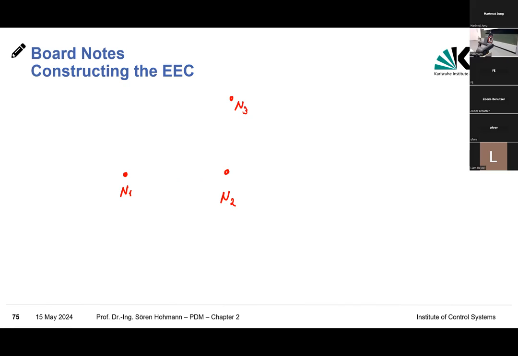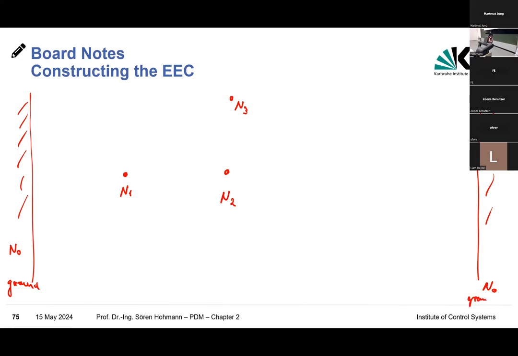And there's something missing. We need a node with the zero potential. So the reference point is also needed. So as you know from electrical engineering, I put here the ground somewhere. And this is node 0. And to make my drawing a little bit easier, I put node 0 also here. So at both sides you find the ground. Well, now what we do is we try to attach the different elements between these nodes.